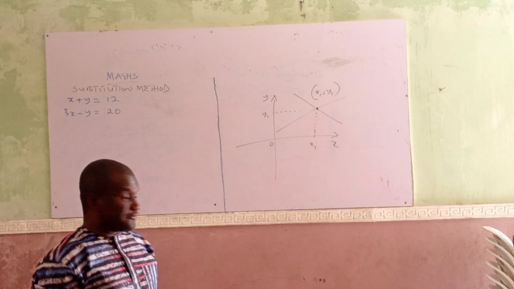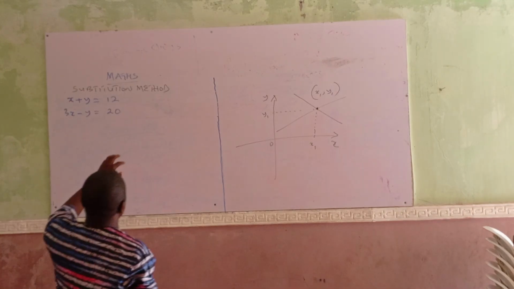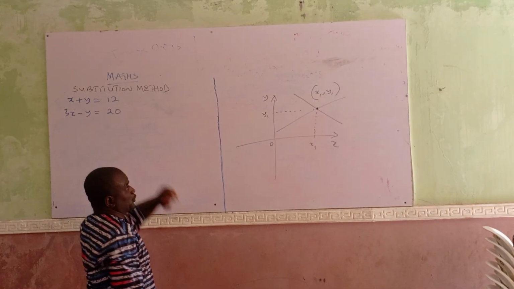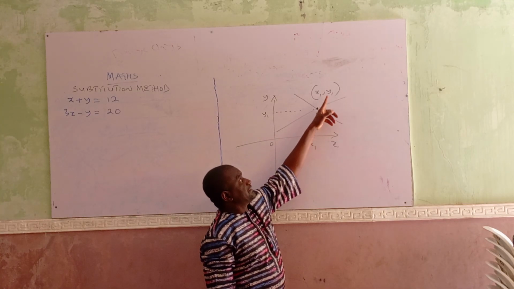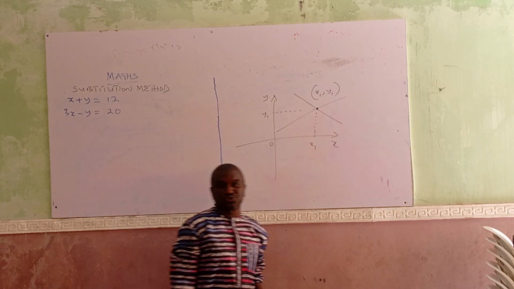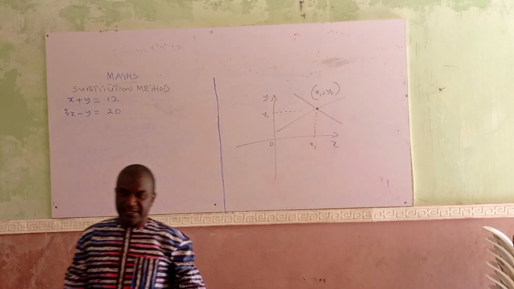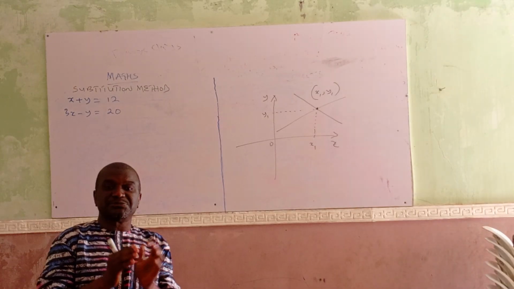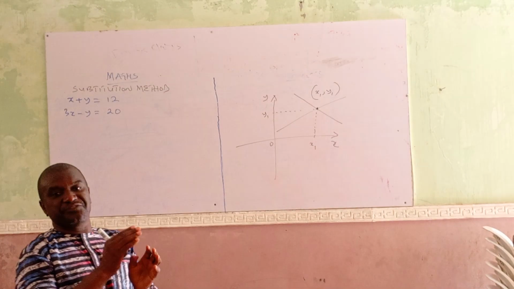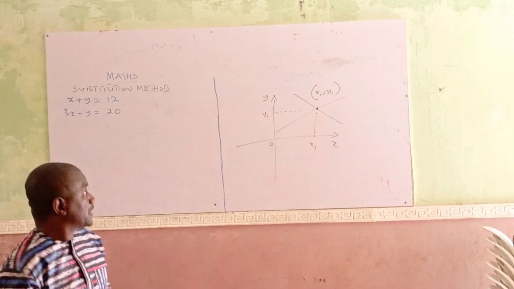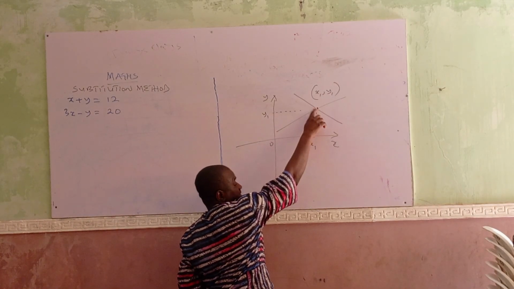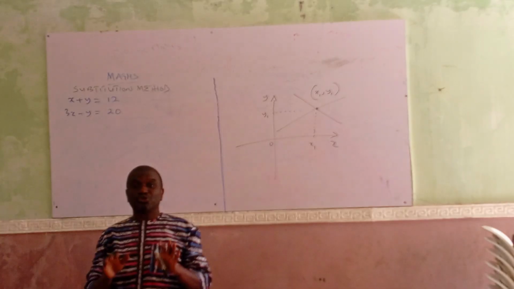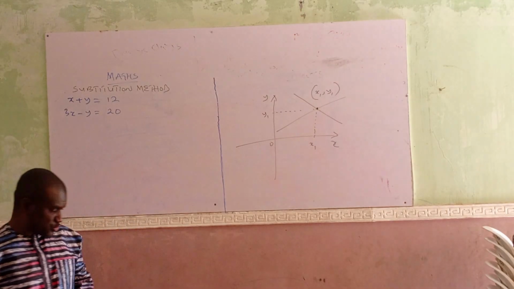And as we have explained before, if you solve this using the elimination method, you are going to find the value of x that will be here, and the value of y that will also be here. But if that simultaneous equation does not have a solution, it means that this point of intersection will not exist. That means that simultaneous equation does not have a solution.